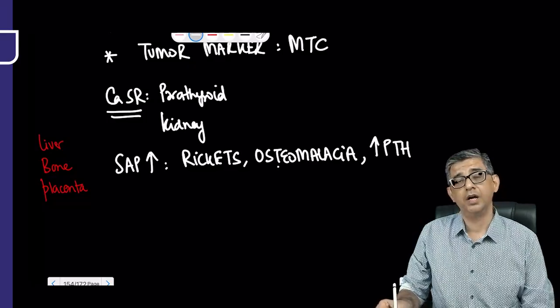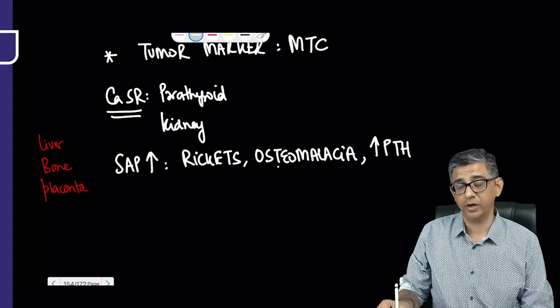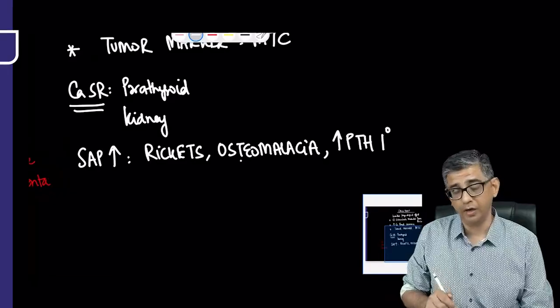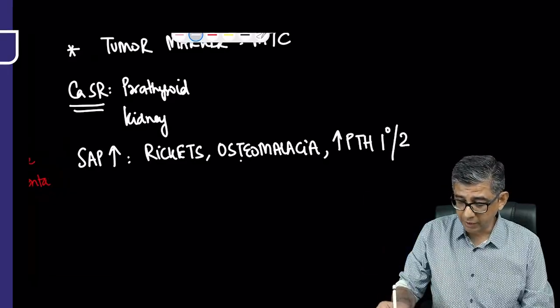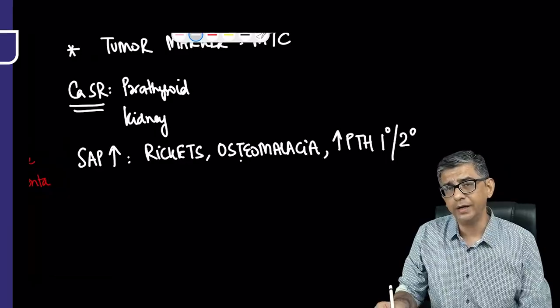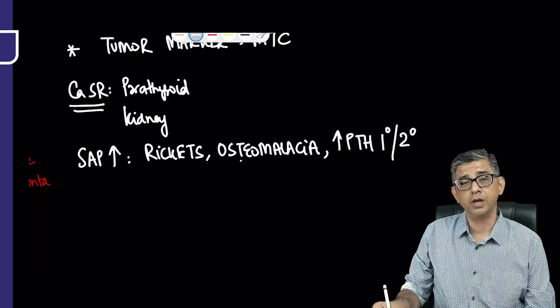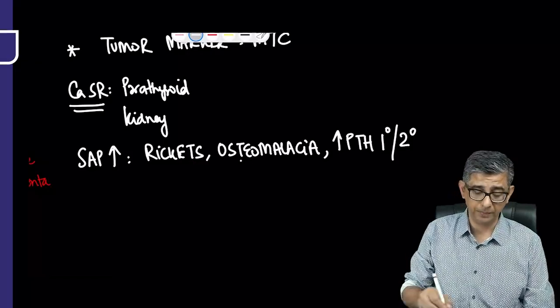So values of SAP are normal in osteoporosis but are elevated in patients who have, let me say, a parathyroid adenoma, and this would cause hyperparathyroidism, whether it is primary hyperparathyroidism due to a parathyroid adenoma, secondary hyperparathyroidism due to chronic kidney disease, or tertiary. The point is, in all of them, serum alkaline phosphatase would start increasing.